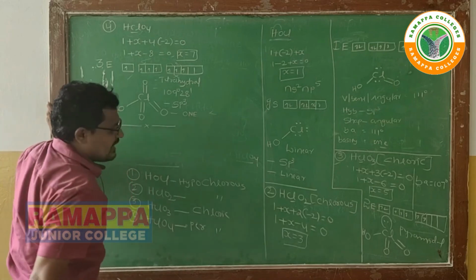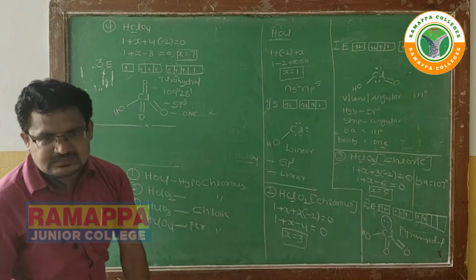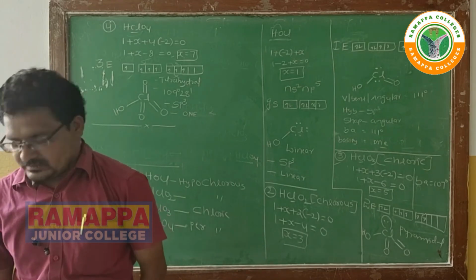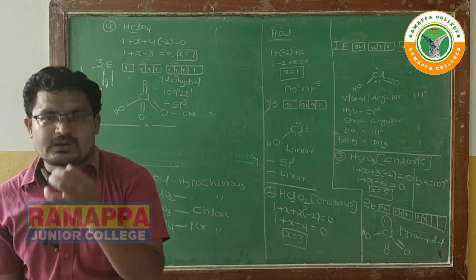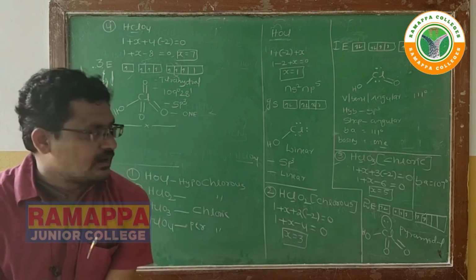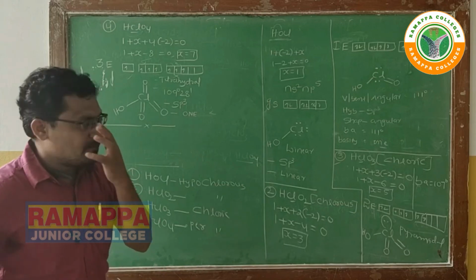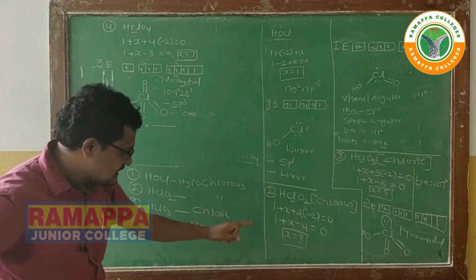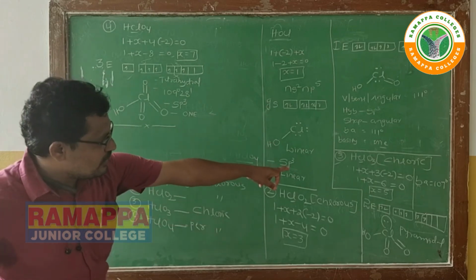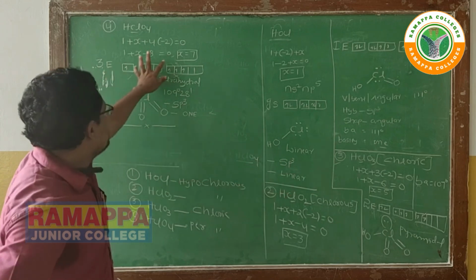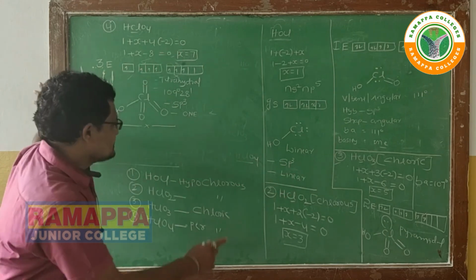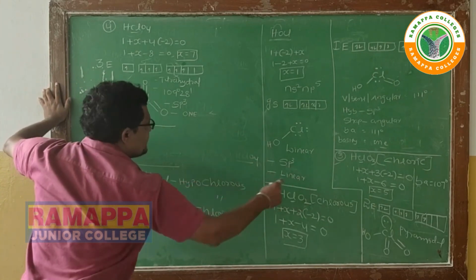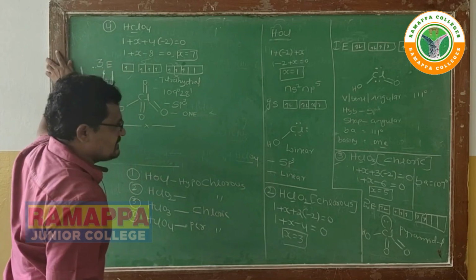This is the oxy acids of chlorine. The oxy acids of chlorine are 4 types: hypochlorous, chlorous, chloric, perchloric. In hypochlorous, its oxidation state is 1. In chlorous, its oxidation state is 3. Chloric, its oxidation state is 5. Perchloric, its oxidation state is 7. Simply, it is ground state, first excitation state, second excitation state, third excitation state.